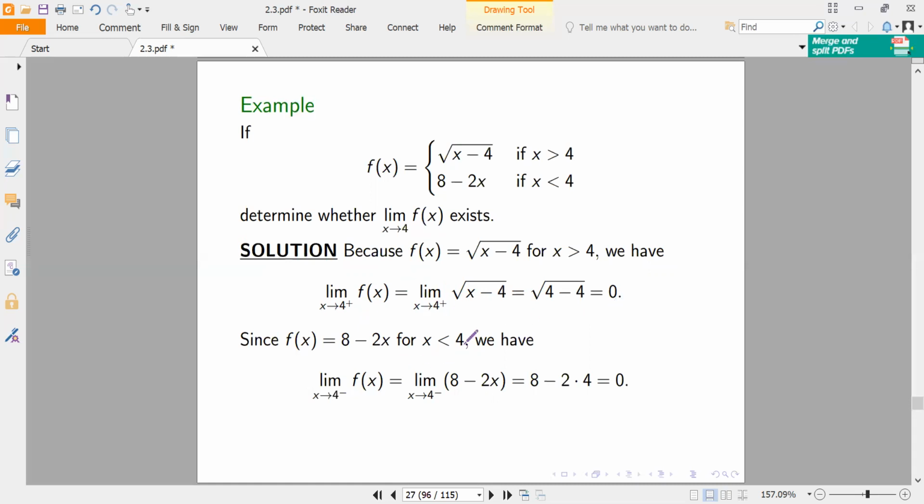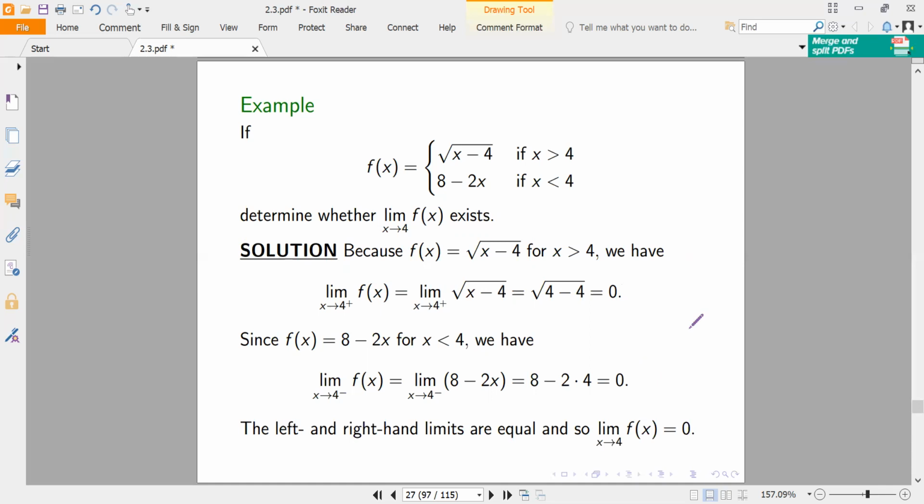And now coming from the left, meaning the values that are less than 4, this piecewise function is telling us that we have to use the straight line, 8 minus 2x, which is a polynomial. So approaching 4 from the left, we can do a direct substitution. 2 times 4 is 8. 8 minus 8 is 0. So for the fact that we are coming from the right and coming from the left, we get the same value. It means the limit exists and that limit is equal to 0.